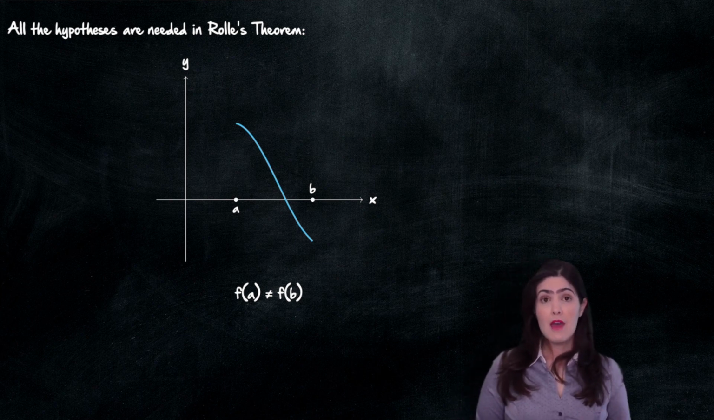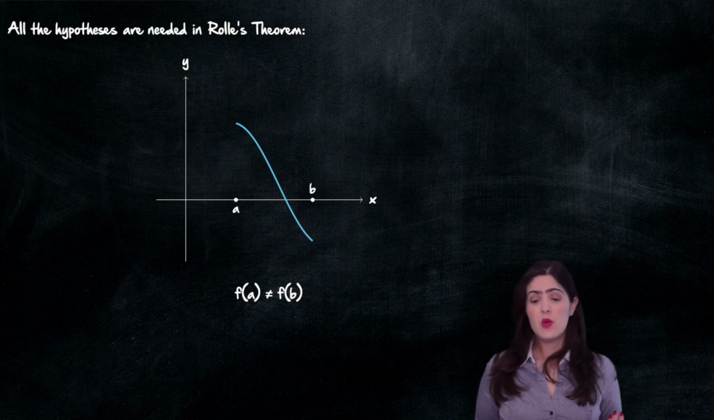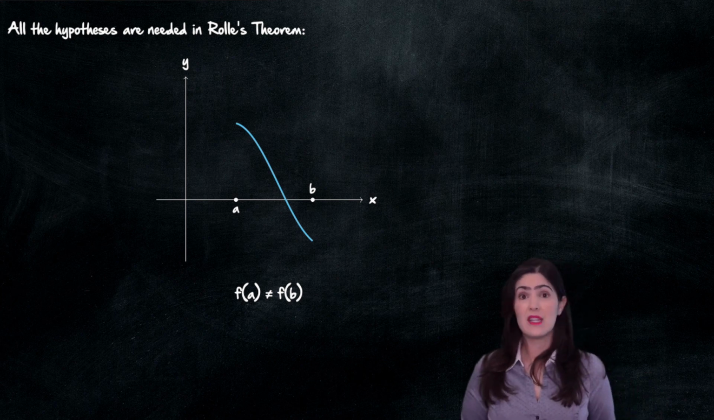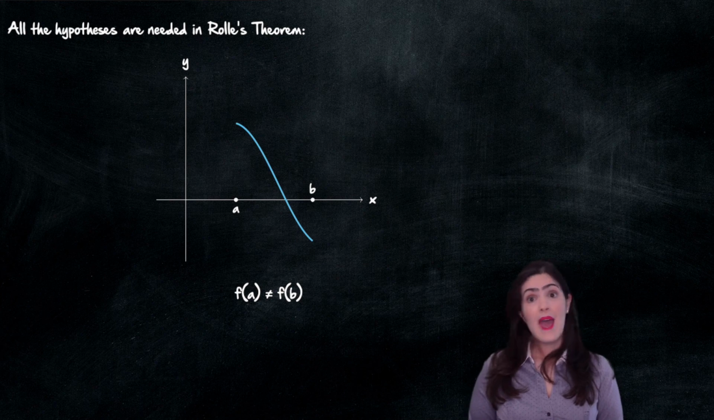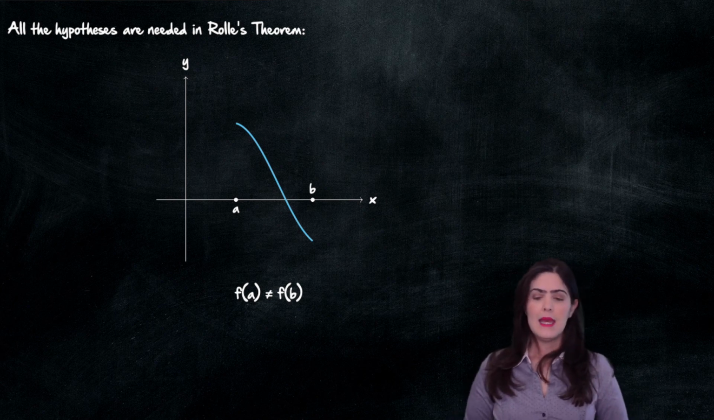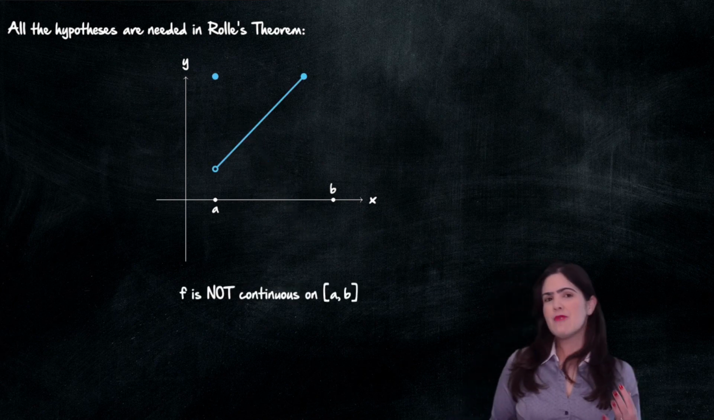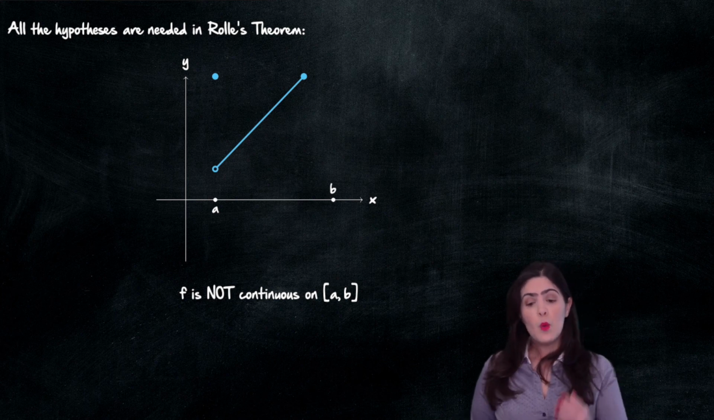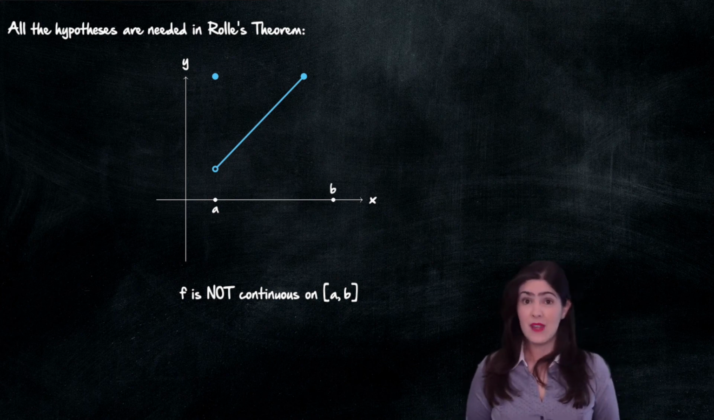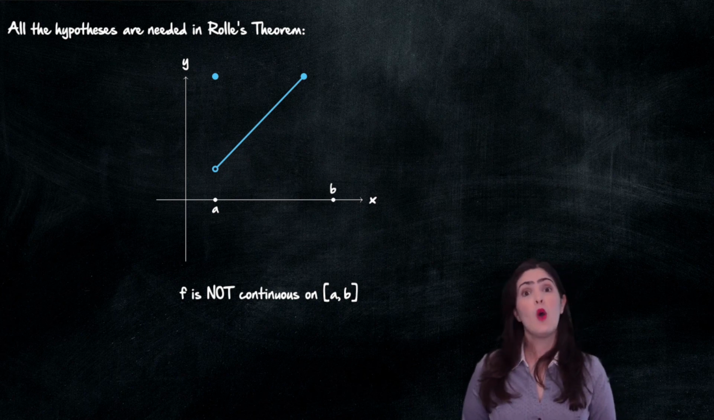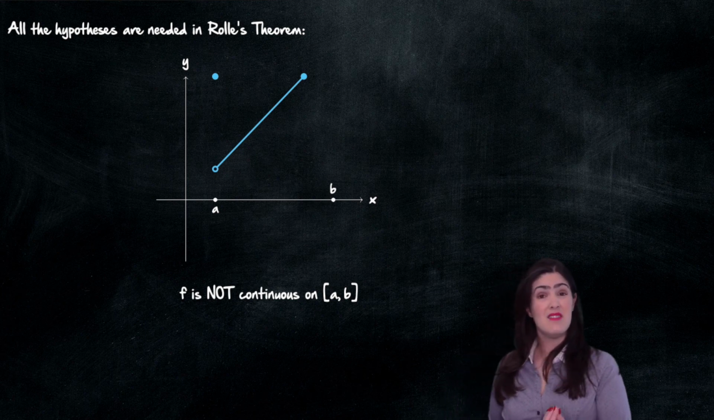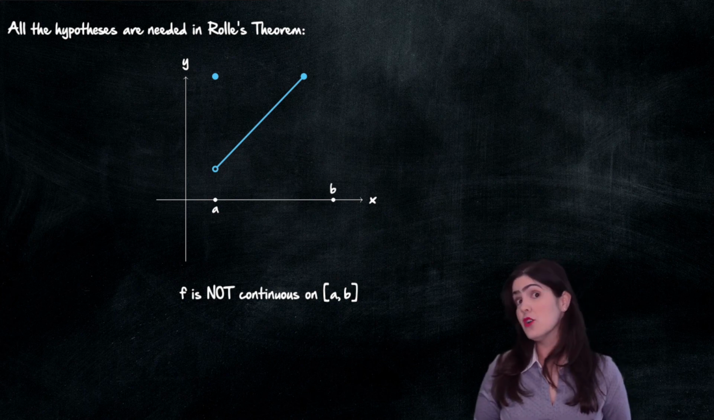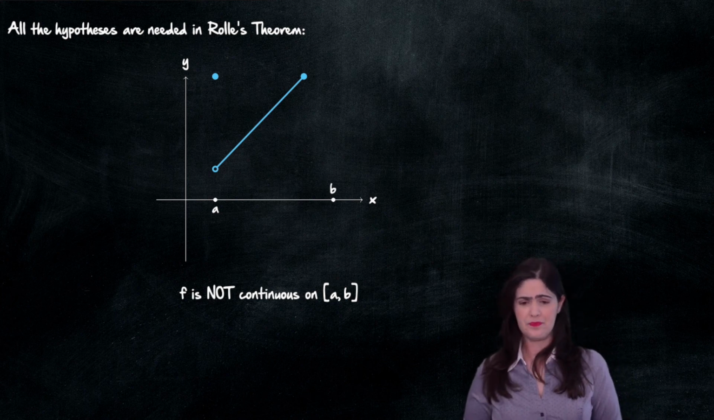You see, if f(a) is not equal to f(b), we could have this scenario, and you see that there is no point where we have a horizontal tangent line, so we don't get the conclusion of Rolle's theorem. If we know that f(a) is equal to f(b), but f is not continuous on the closed interval, we could end up with a picture like this one. And again, there is no point in the open interval (a, b) such that the derivative is 0. So again, we cannot reach the conclusion of Rolle's theorem.